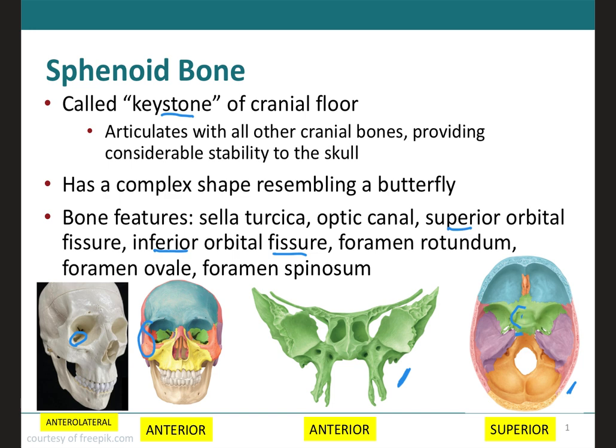Next, we have the foramen rotundum. The foramen rotundum is going to be an opening right over here, where foramen means hole and rotundum means round. Then we have one in the middle that looks a little bit oval, and this is why it's called foramen ovale. And the third one, which is this small little tiny hole over there, is called the foramen spinosum. So these are the bone features for the sphenoid bone.